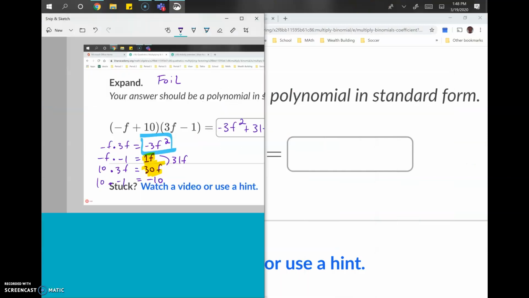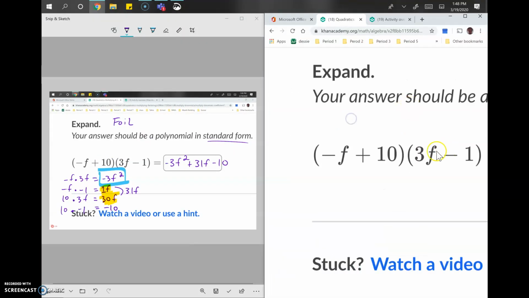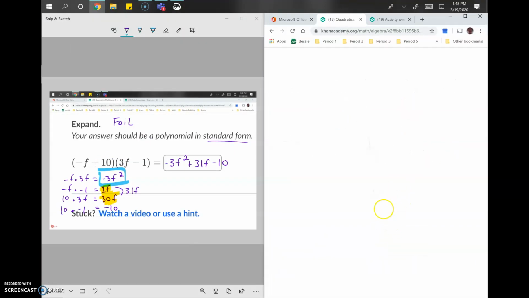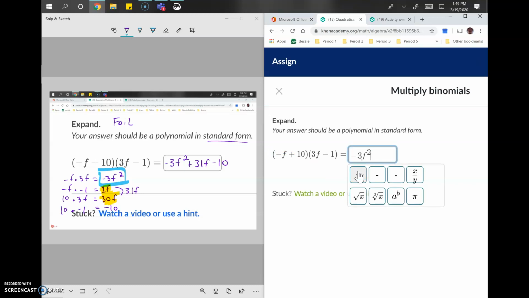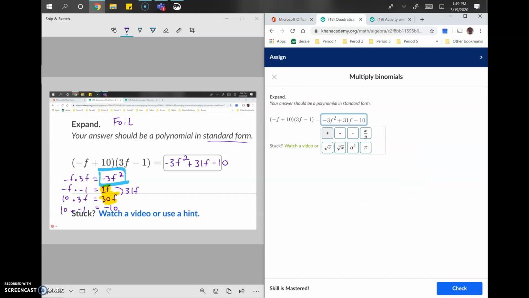Got some Teams action going on there. Can't find the box to type in the answer. Squared plus 31f minus 10. Boom, done.